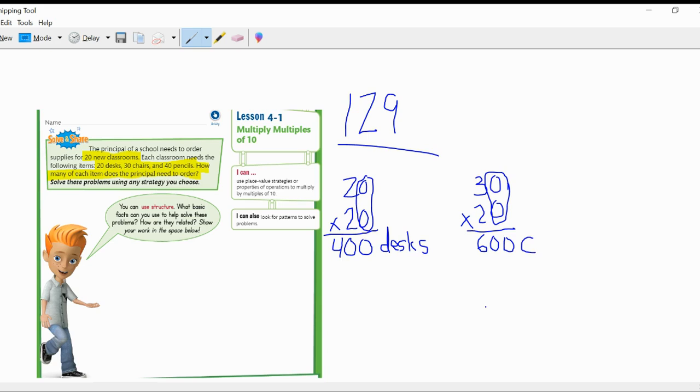And now last, we're going to do pencils. So again, I'm going to take the amount of pencils each classroom needs. That's 40. How many classrooms I have? That's 20. Stack it up. I'm going to ignore these zeros for the time being. Whoopsies. I'm going to do 4 times 2, which is 8. And then I'm going to put my zeros back on. So I need 800 pencils. So I'm just going to put letter P for pencils. So now we know exactly how many of each item the principal needs to order.